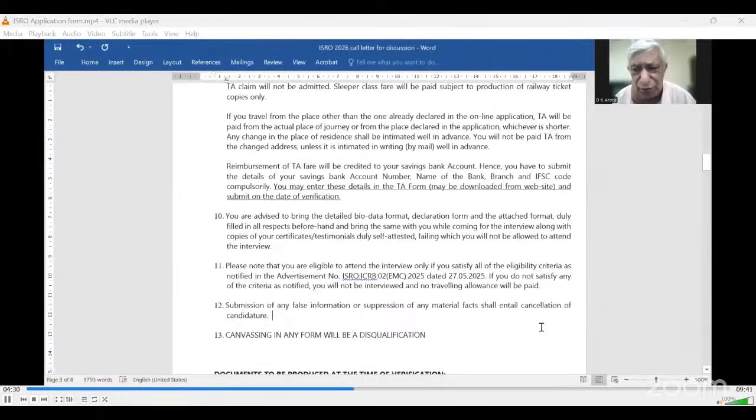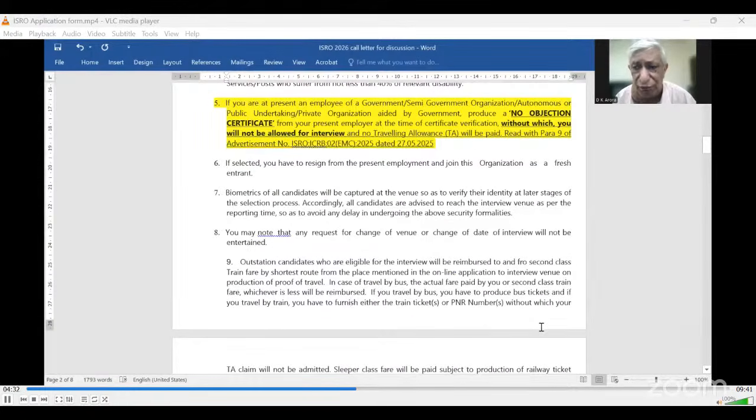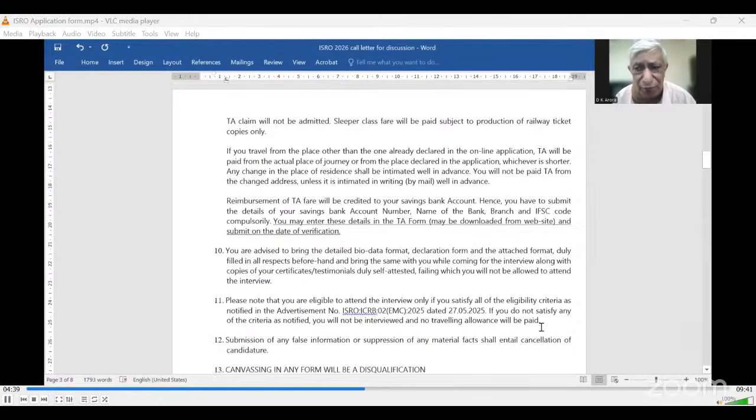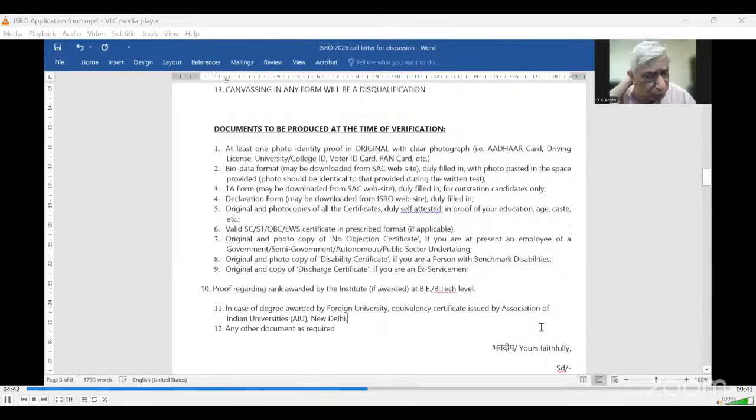The biometric, they will capture the biometric of all the candidates who are coming to the venue so that the identity can be verified at a later stage. All those are standard practices, right? The class by which you can travel and the payment of the travel allowances. At the time of application, they have already taken your bank details. So make sure that your bank details which were submitted at the time of making an application to ISRO is a valid one, right? Then the documents which are required to be carried with you, originals, there will be no excuse for not carrying originals.